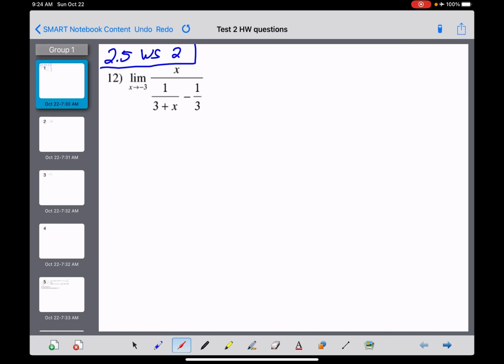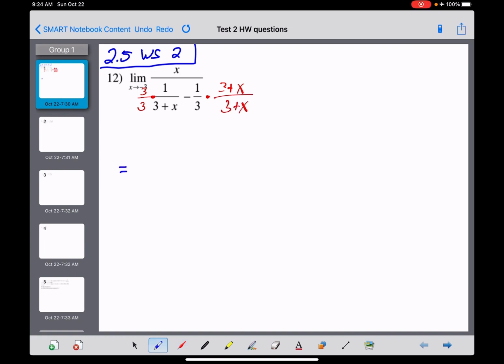What I think we're going to do is use the same strategy we use when we have fractions in the numerator. Now that we have them in the denominator, let's go ahead and try to get that common denominator and see if we can't clean things up a little bit. So in the denominator here, I'm going to multiply the first fraction by a 3 over 3 and the second fraction by a 3 plus x over a 3 plus x. Don't need to do anything on the top.